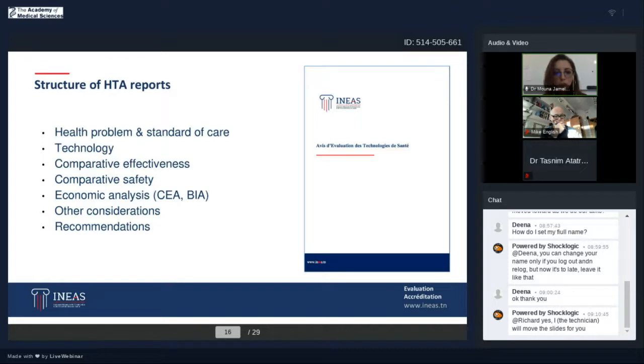And based on all these criteria, we, with, of course, the multidisciplinary group of experts, draft recommendations for the decision maker, and of course, he is free or not to take this recommendation into consideration. But what is important to mention is that our reports and our recommendations are transparent and they are published on our website.